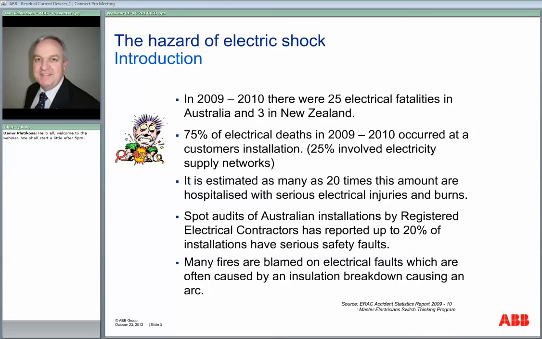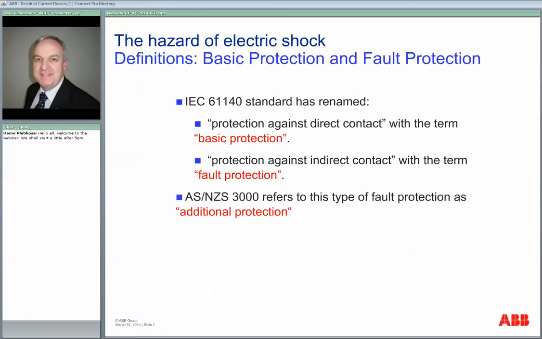And of course, it goes beyond the possibility of people being injured. There are a lot of problems of electrical faults causing fires in installations as well. And this is another area where the RCD comes into its own.